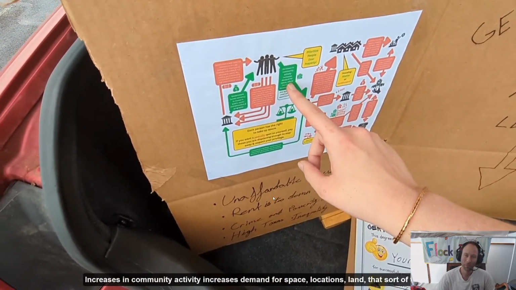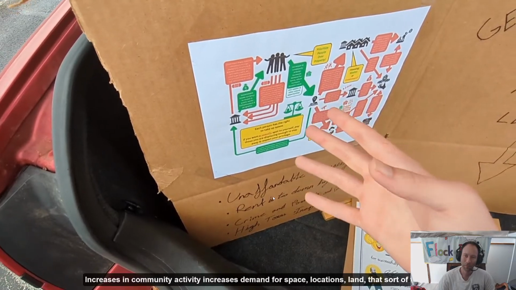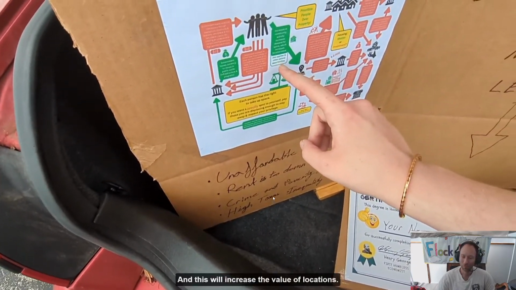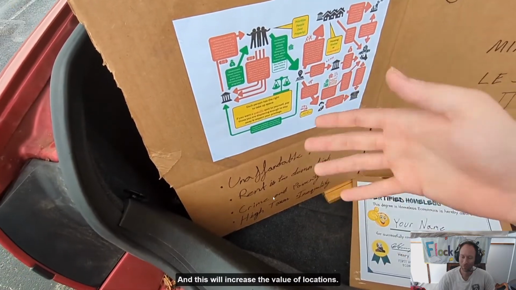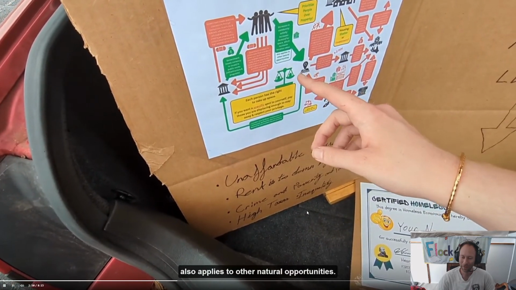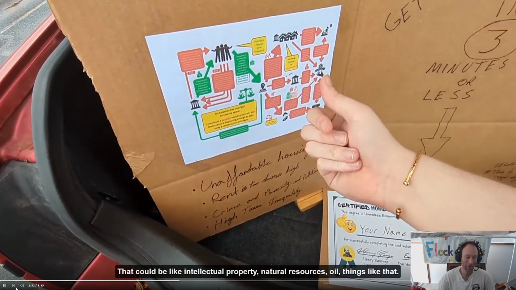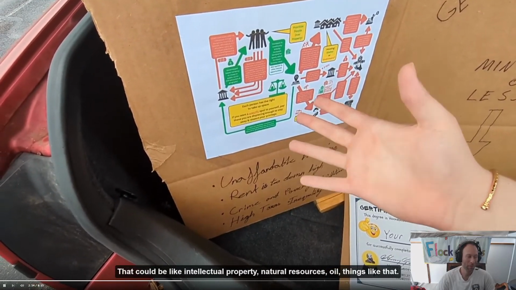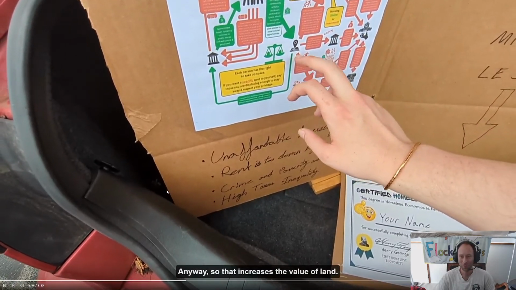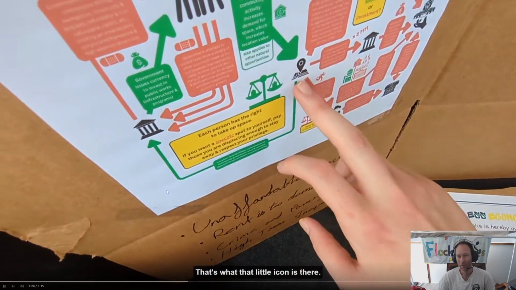The green arrows here are essentially what's salvageable, what's good about the current tax system. Increases in community activity increase demand for space, locations, land, that sort of thing. And this will increase the value of locations. So a place becomes more valuable if there's more demand for it. Henry George also applies to other natural opportunities, like intellectual property, natural resources, oil, things like that. Anyway, so that increases the value of land. That's what that little icon is there.